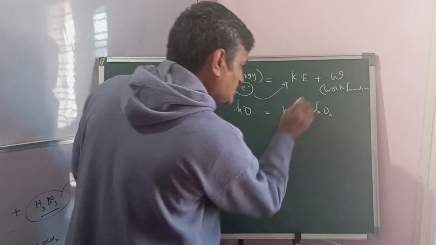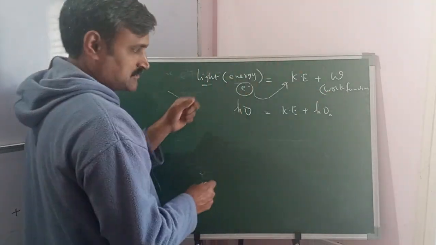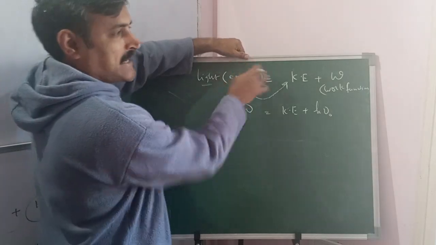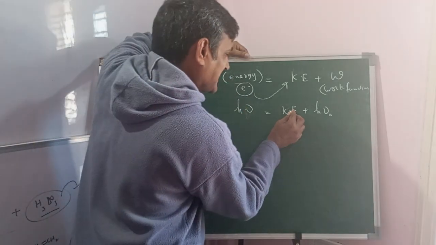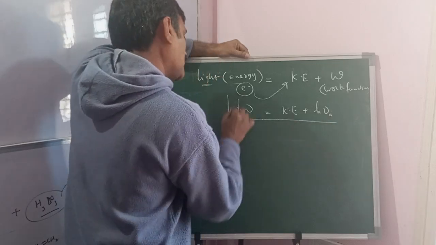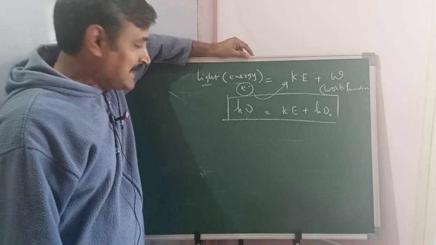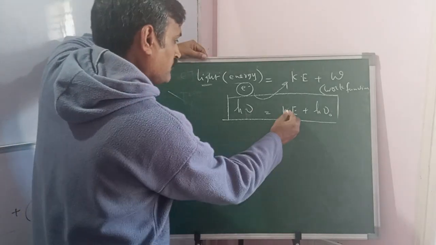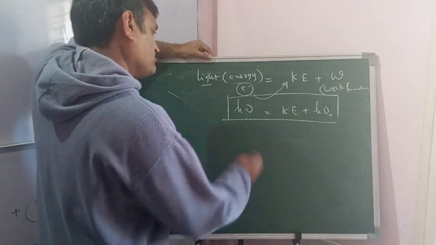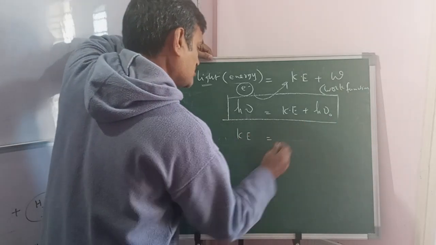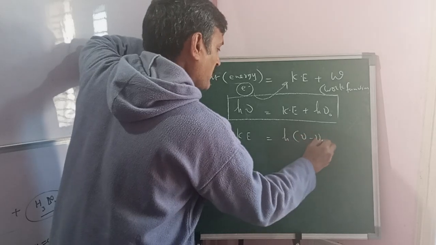So this h nu naught is also one form of energy. So what is h nu? The energy which is given to the electron on the metal surface, and this is KE, this is h nu naught. This is the mathematical representation of the photoelectric effect, in which we would like to find kinetic energy. Also it is possible that kinetic energy equals h into nu minus nu naught.